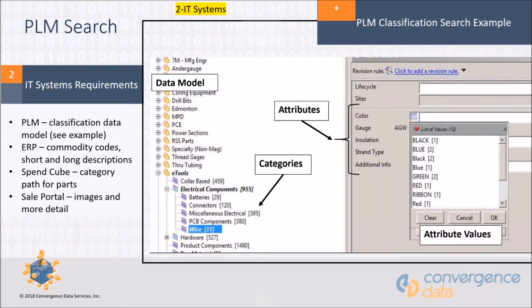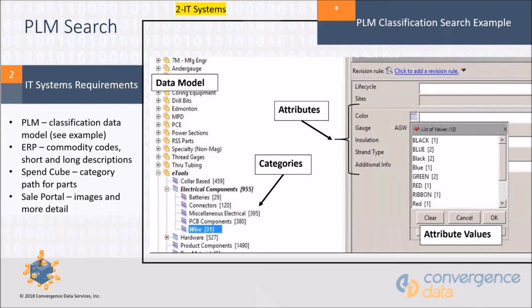You can have categories, and each one of these categories can have attributes. You can see the attributes listed here. And for each of the individual attributes, there'll be attribute values. All this information should be coming from your classification initiative. That will make these deployments work that much better if you can provide this information to the PLM systems.